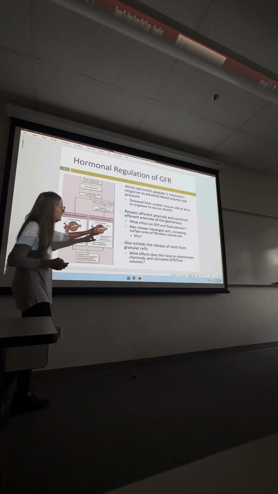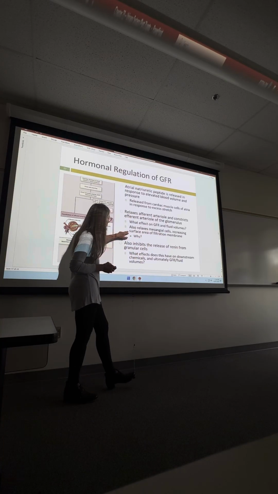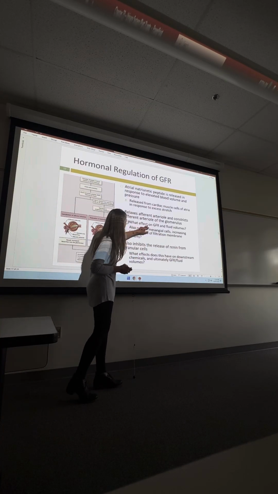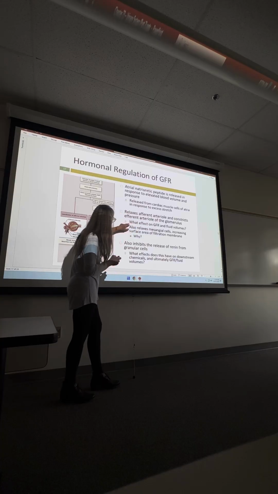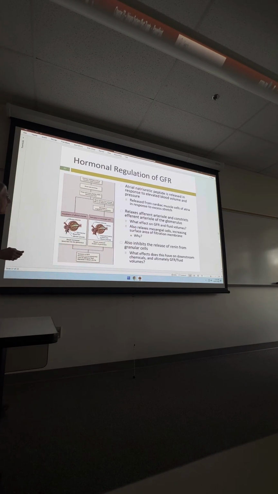So let's see. So we have relaxing mesangial cells, increasing surface area for filtration. What effect does this have on the glomerular filtration rate, on the glomerular filtration fluid volumes? If we relax the afferent arteriole and constrict the efferent arteriole, what's it going to do?